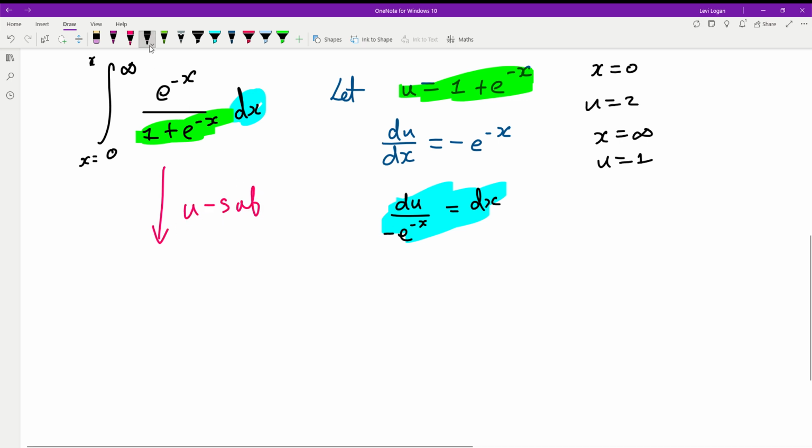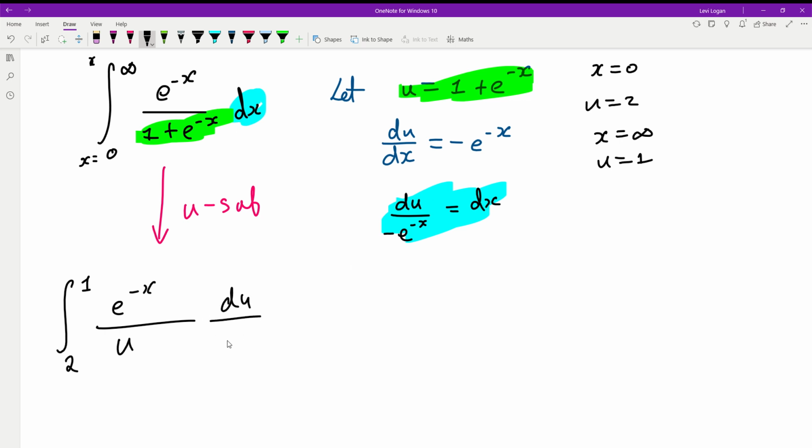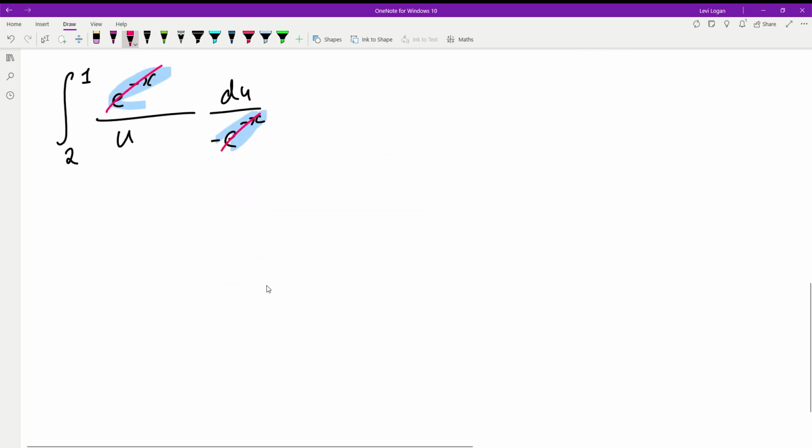Righto, so if we're going from this integral to the u sub, we will have the following integral. The integral, and this is when x equals 0, so you put 2 down here. Then when x equals infinity, you have 1. Then you have e to the negative x over u. Then you have dx, which is du over negative e to the negative x. And we can see both of these terms are in common, so you can actually cancel those out. So then we pretty much have the integral. We can take out that negative sign at the front, negative integral from 2 to 1 of 1 on u du.